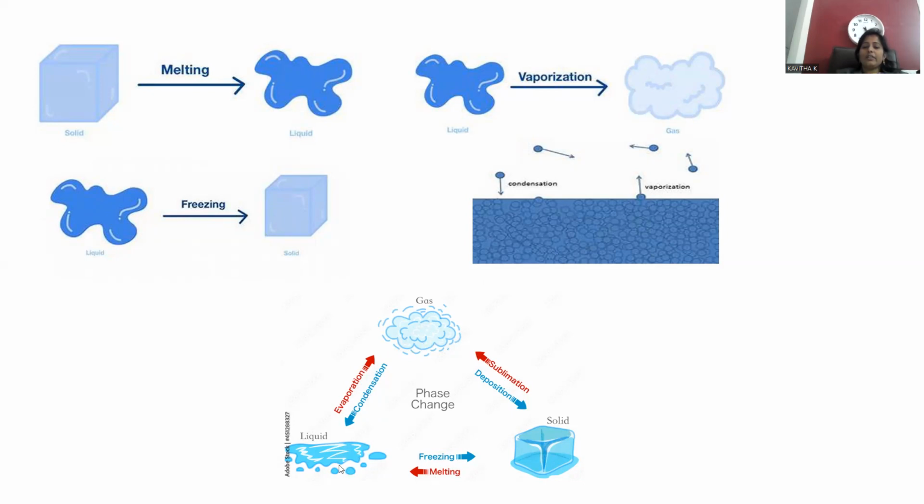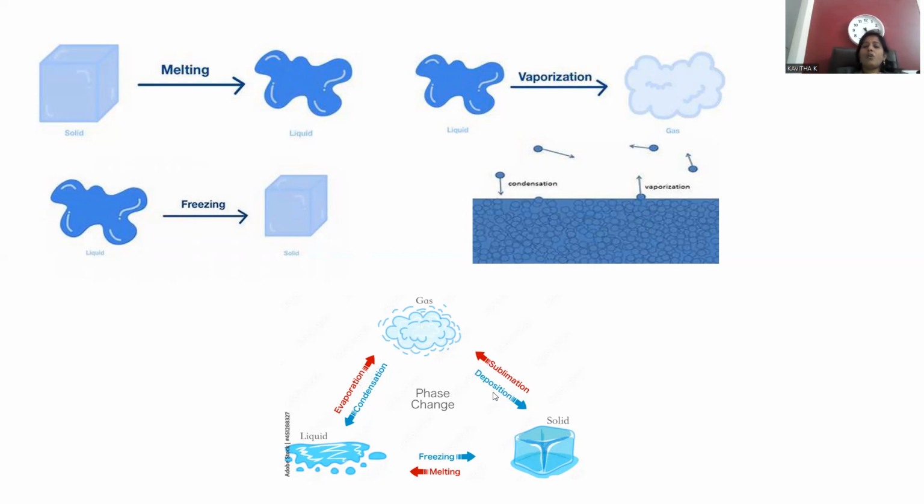Solid converted into liquid is called melting. Liquid converted into solid is called freezing. Liquid converted into a gaseous compound is called evaporation. A gaseous compound converted into a liquid one is called condensation. Gas converted into solid is called deposition. Solid converted into a gaseous one is called sublimation.